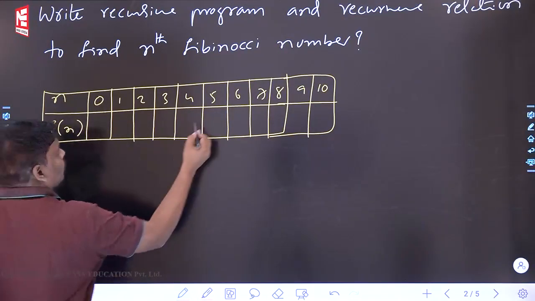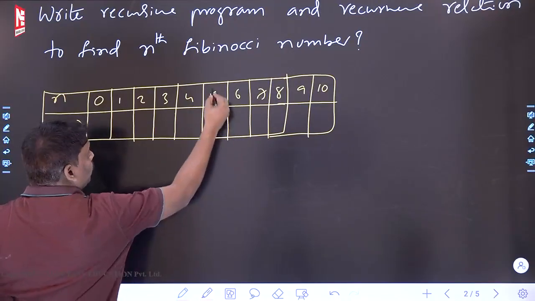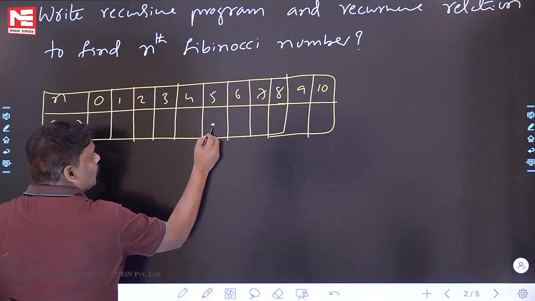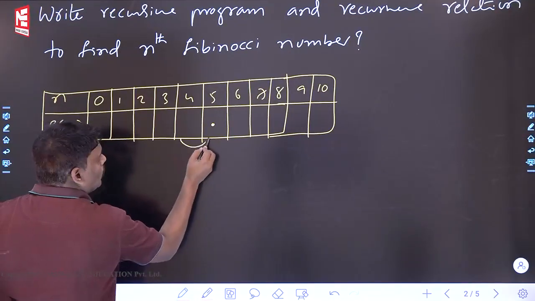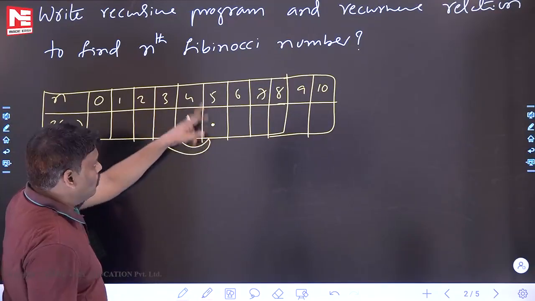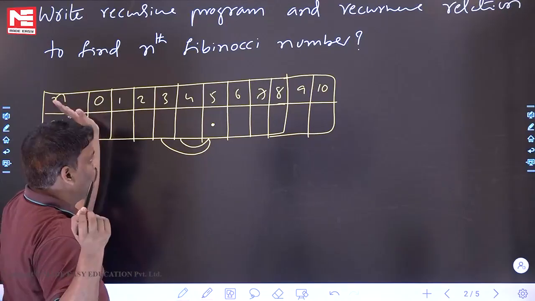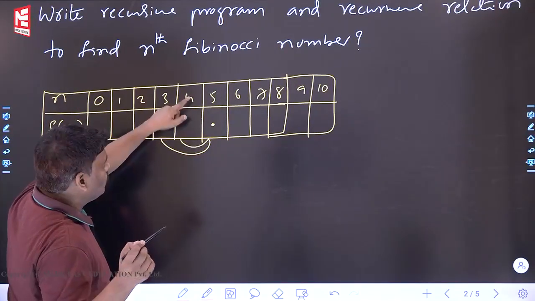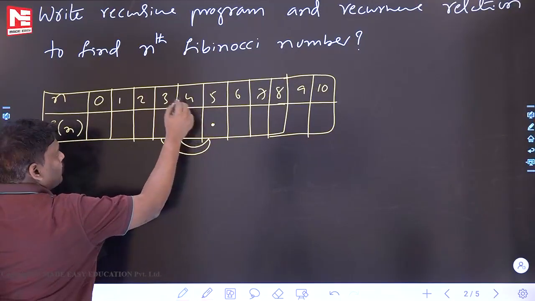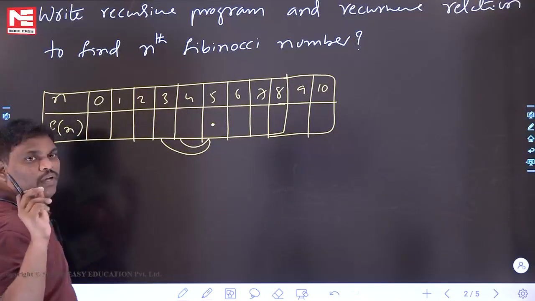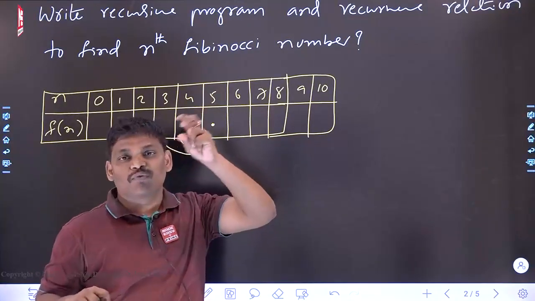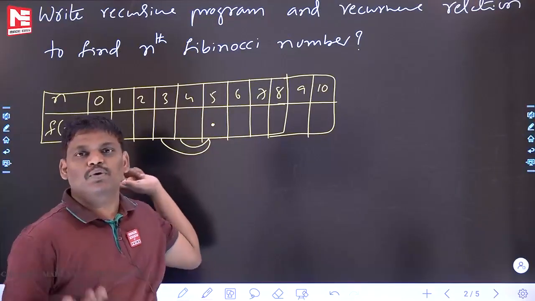How to find Fibonacci of 5? If n is 5, what is the Fibonacci of 5 value? Fibonacci of 5 is equal to Fibonacci of 4 plus Fibonacci of 3. This means the Fibonacci of any number is completely based on the previous 2 numbers. If you add the previous 2 numbers, you will get the next number. That is called the Fibonacci series.